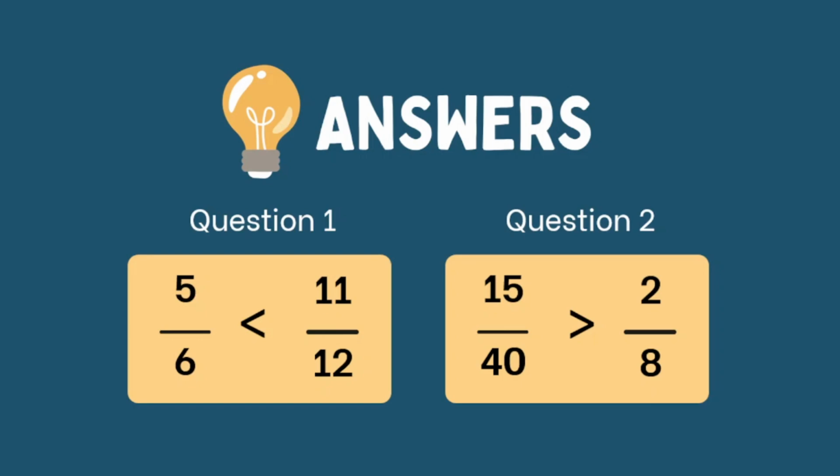Don't forget to recap. To compare two fractions, the first step is to make the denominators the same. After making the denominators the same, you can then compare the numerators to determine which one is larger. So that is what we have for you in this video.